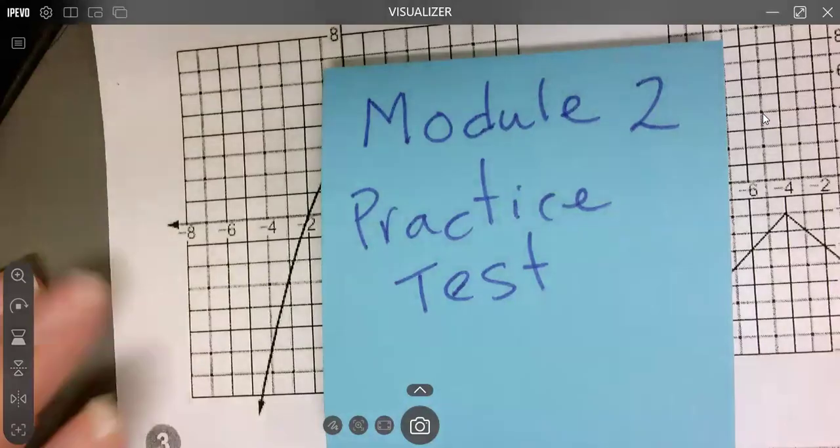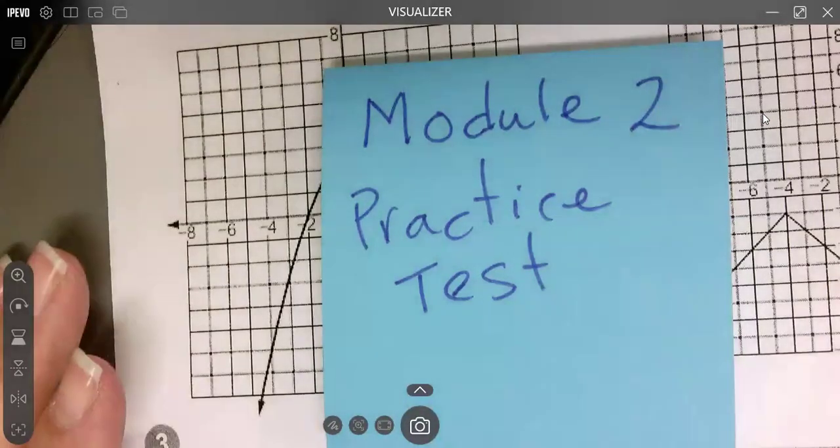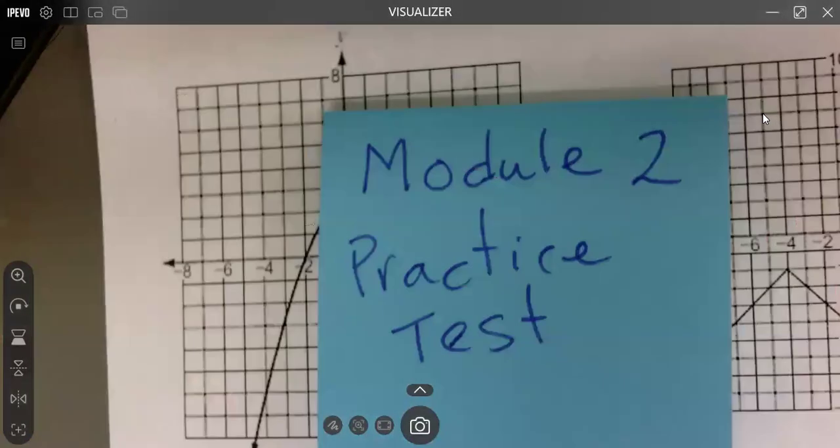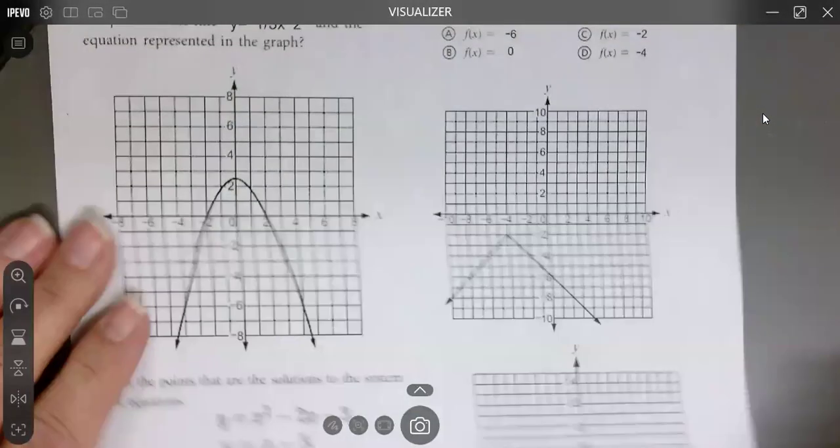Hello. So this is a review for Module 2, like a practice test. It's just 3 problems, but it'll help you with a few problems on our Module 2 test. So let's go ahead and start with number 1.